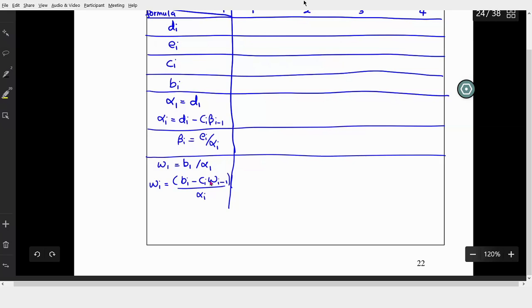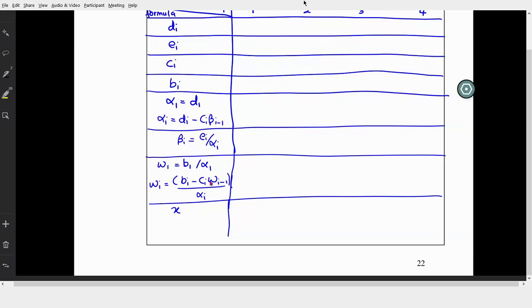And lastly our x. x n, where n is the dimension of your system. We have 4 by 4, so n is actually 4. So you have x4 equals omega n, so omega 4. Other than that, it should follow this formula: xi equals omega I minus beta I xi plus 1.